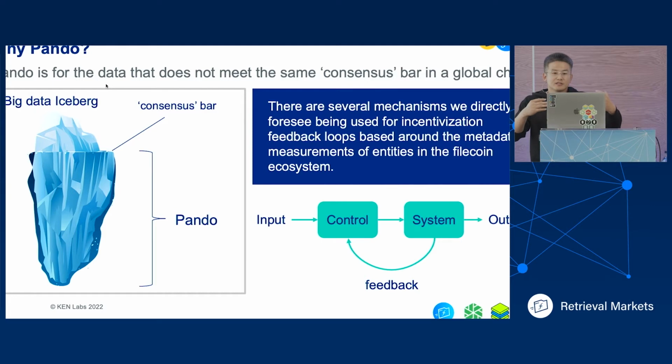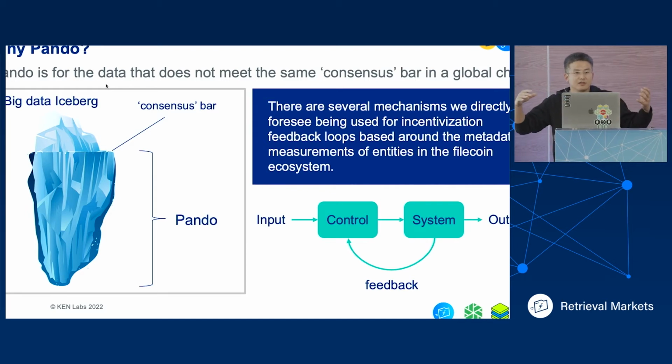For example, SPs offer storage and retrieval, and any clients could make decisions to choose which service providers, storage providers or retrieval providers to use. There is a feedback loop for the clients to capture the experience. But all this measurement data is very big. It does not reach the consensus bar in the global chain, that is the sidechain. So that is the scope of Pando.